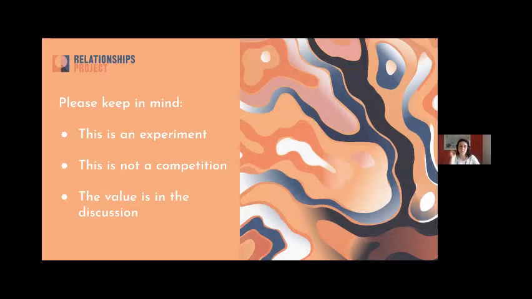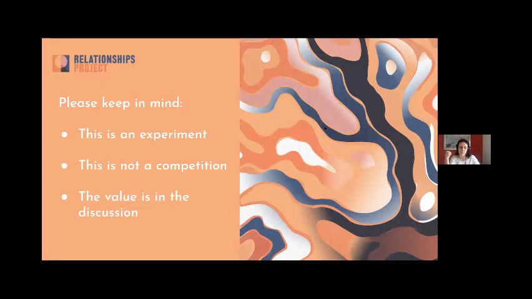So please keep in mind that this is a bit of an experiment. I'm confident that we're going to get some interesting conversation on the basis of this exercise, but it might not be completely seamless. So please forgive us if that is the case.